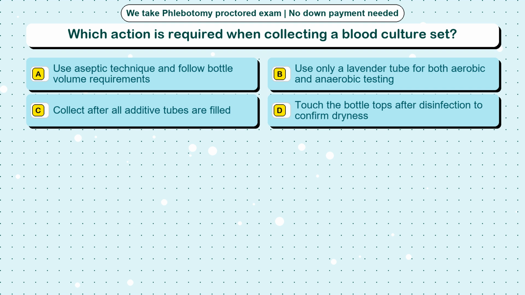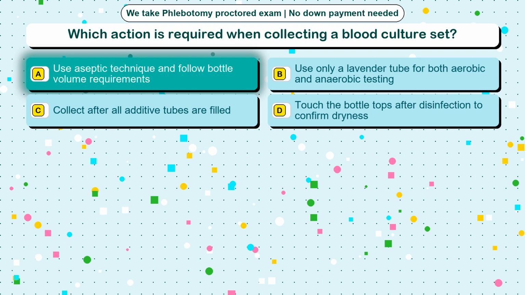Option B, use only a lavender tube for both aerobic and anaerobic testing. Option C, collect after all additive tubes are filled. Option D, touch the bottle tops after disinfection to confirm dryness. The correct answer is option A, use aseptic technique and follow bottle volume requirements.